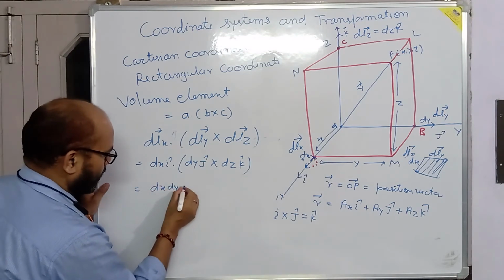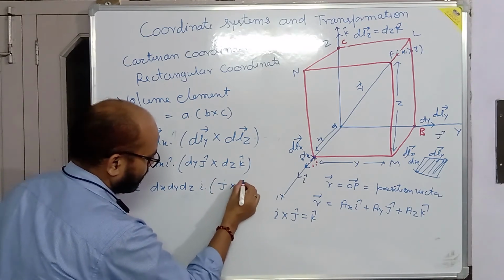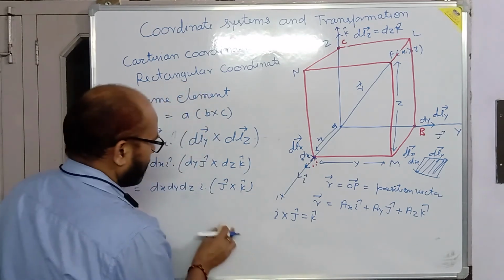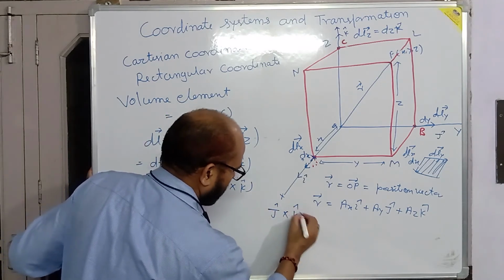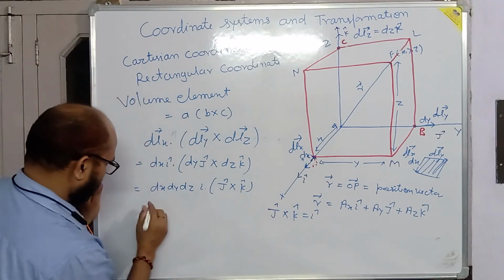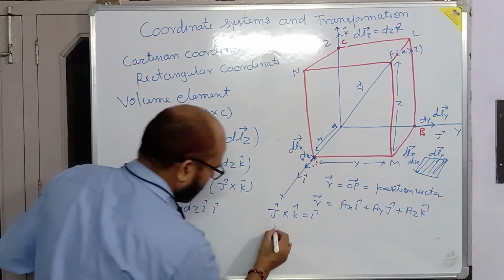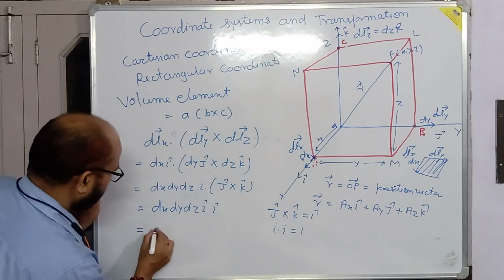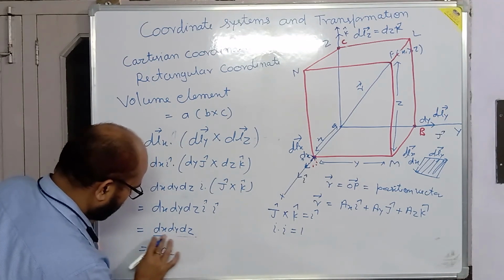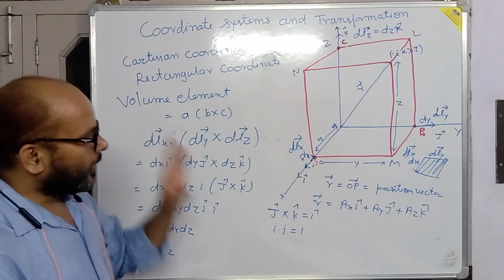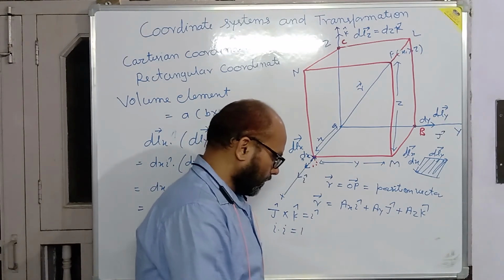So dx dy dz, write here, i dot j cross k cap. Now j cross k cap equals i cap. So dx dy dz i dot i, and i dot i equals 1. So simply dx dy dz, which we call d tau. Here d tau is the volume element in rectangular or Cartesian coordinates. So you can calculate.